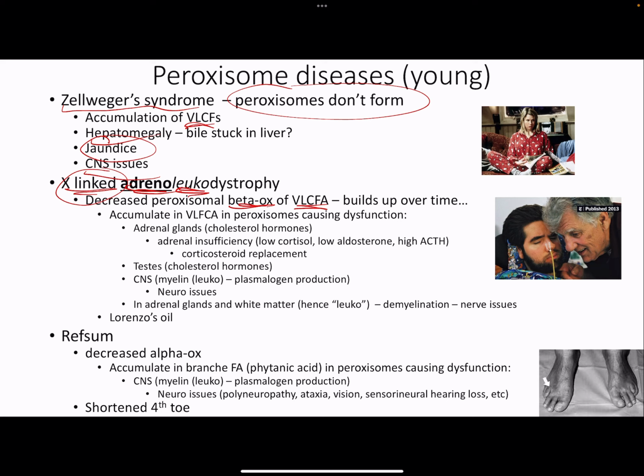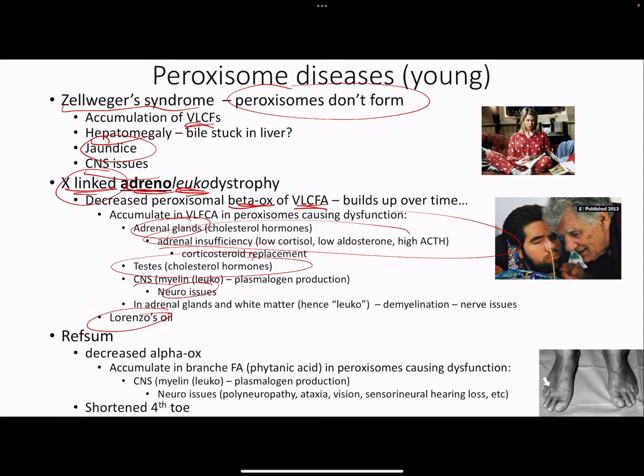So the accumulation over time is going to screw up, as we said, the adrenal glands, and all of this stuff is just not going to work. Testes, not going to work. CNS, no plasmalogen, because your cells die, your peroxisomes are going to stop working if they're too swollen with very long chain fatty acids that they can't break down. Nervous system issues. And there's a great movie based on a true story about a boy in, I don't know, the 70s or 80s who had adrenoleukodystrophy.